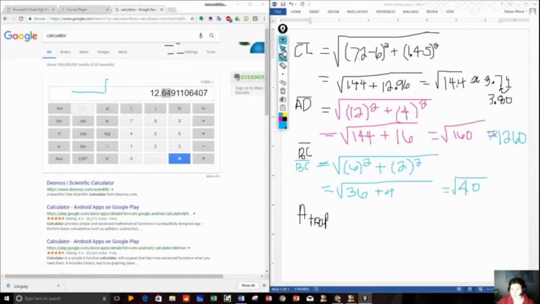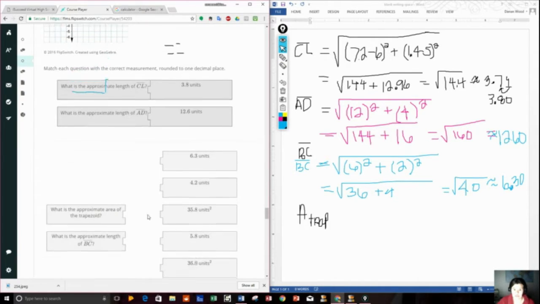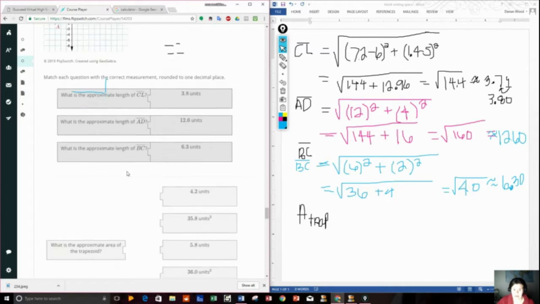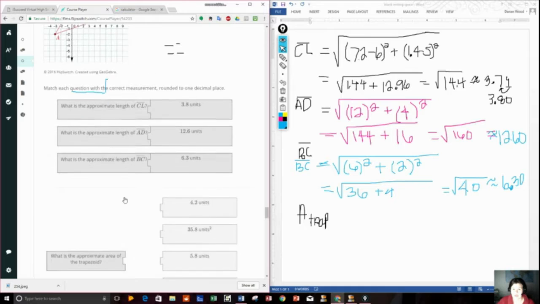So then in my calculator, I'm going to type in what is the square root of 40, and that's going to equal 6.32. They want it rounded to the nearest tenth, so I'm going to ask myself, is 32 closer to 30 or to 40? 32 is closer to 30, so then I know that this is approximately 6.30 or 6.3, because zeros do not change the value, so 6.3. And then it wants to know what is the approximate area of the trapezoid.